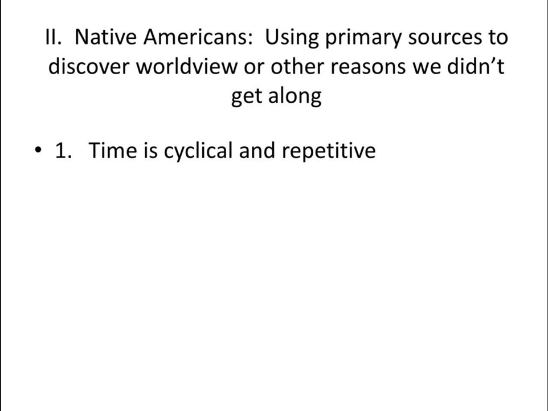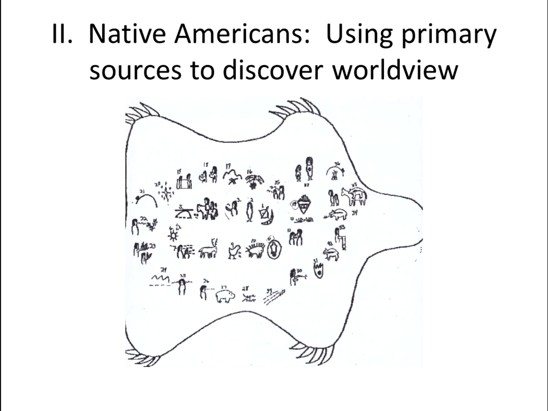Natives think of time as being a cycle and repetitive. So for example, the seasons are reincarnation. Now this is what's called the circle story. We're going to do an activity with this later. And if you look in the center, you can see 1, 2, 3, 4, 5, 6, 7, right? It goes around in a circle.